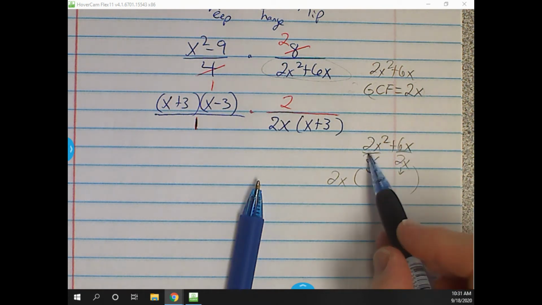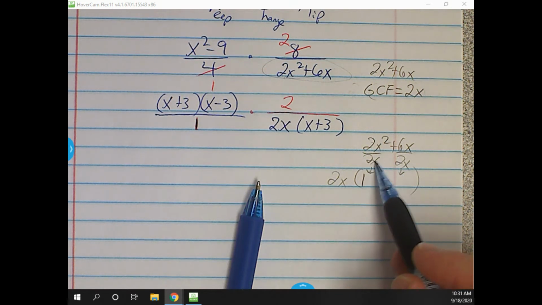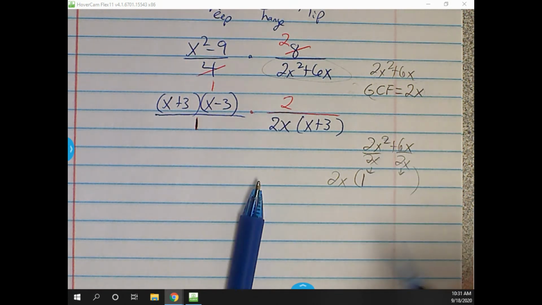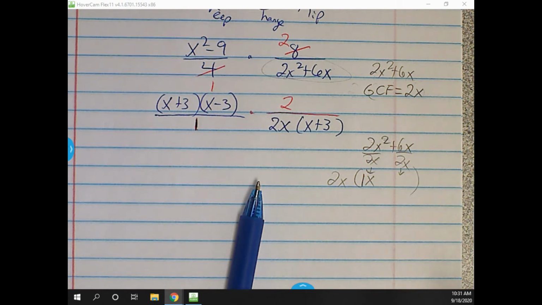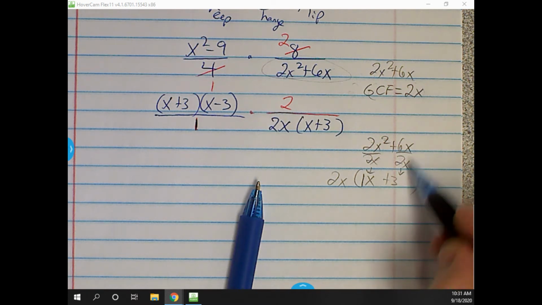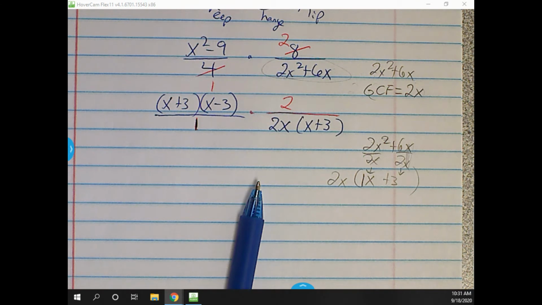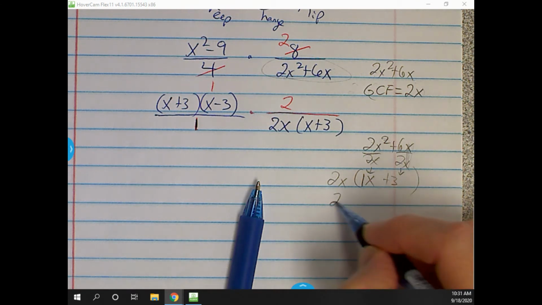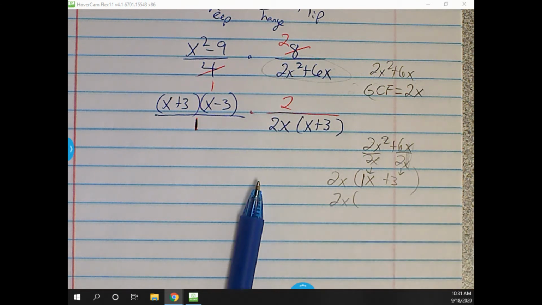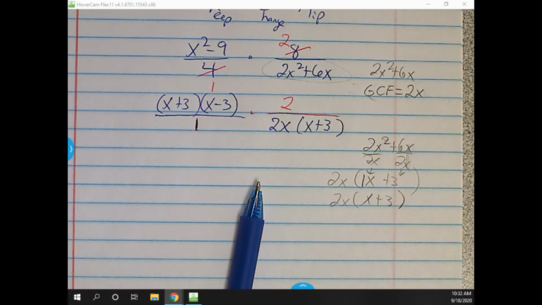So if you do 2 divided by 2, that's 1. If you've got x squared over x, you can cancel out one of the x's, which leaves you with x. If you do 6 divided by 2, that's 3. And you knock out both of the x's there, so that leaves you with just 3. And if you have 1x, of course, you don't have to put the 1. So then we've got the x plus 3.